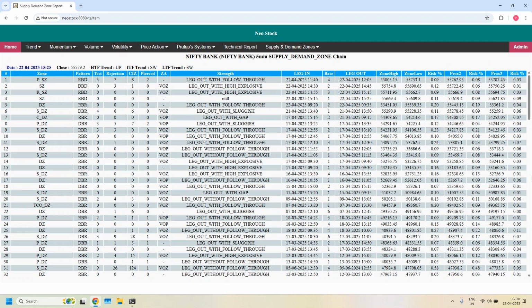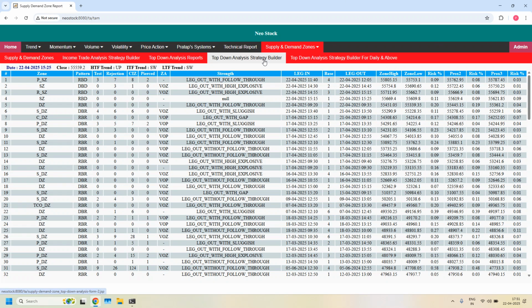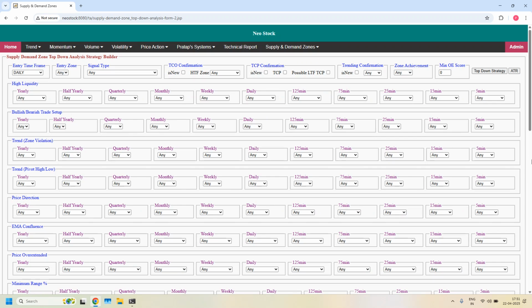So with this we have completed generation of the Bank Nifty supply demand zone chain. So we have generated both Nifty and Bank Nifty supply demand zone chain. Next we will find the stocks near demand and supply zones, and for daily and above time frames, price closed inside the demand and supply zones. A daily time frame and 75 minutes time frame, we will also identify high liquidity zones.